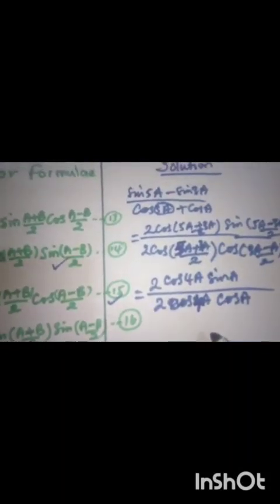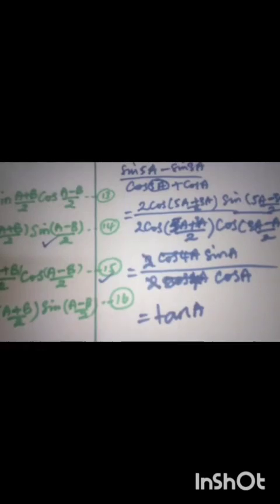Now you have expressed the sum as a product of sine and cos. Cos 4A cancels, the 2 cancels, and we are left with sine A divided by cos A, which is tan A, which is our required result.